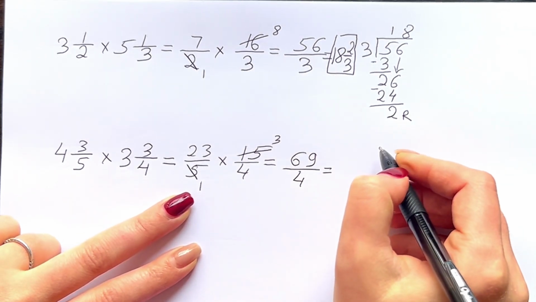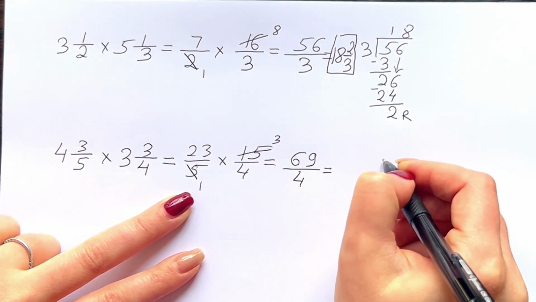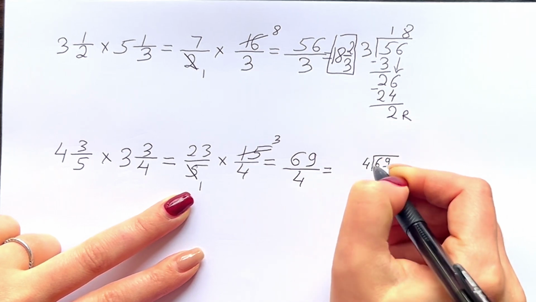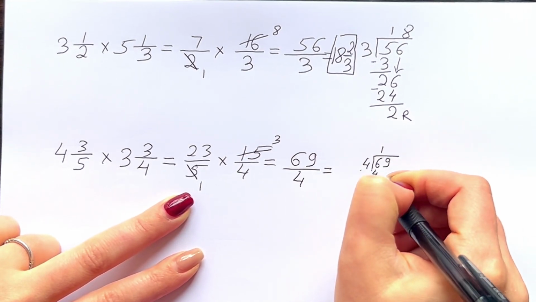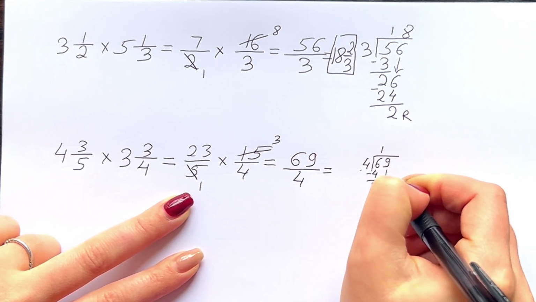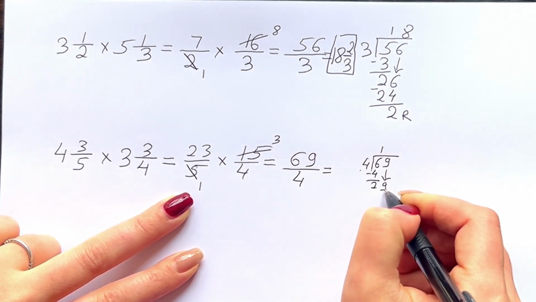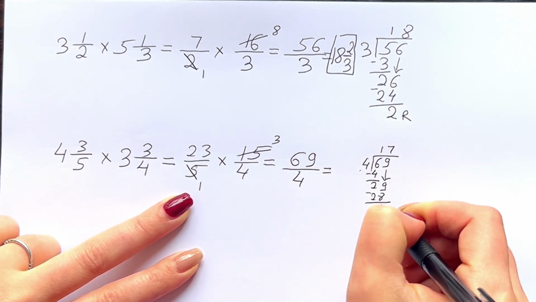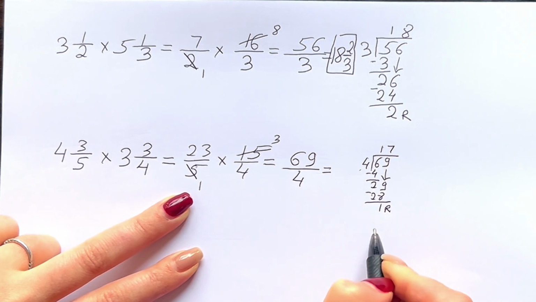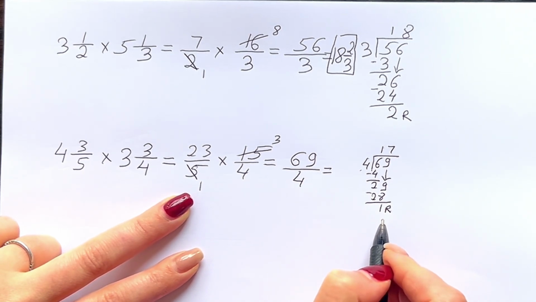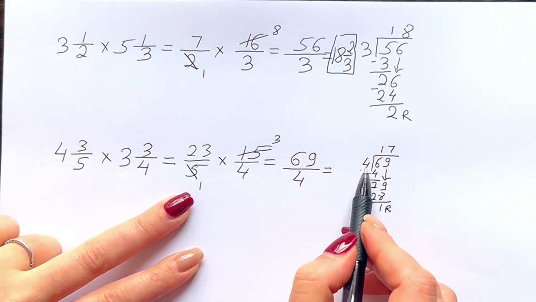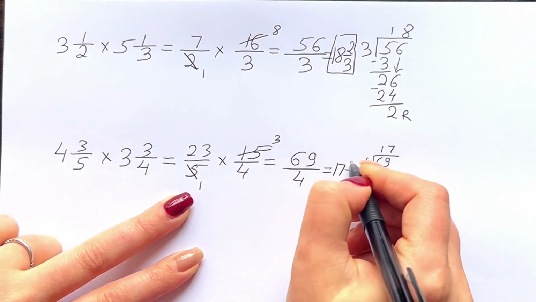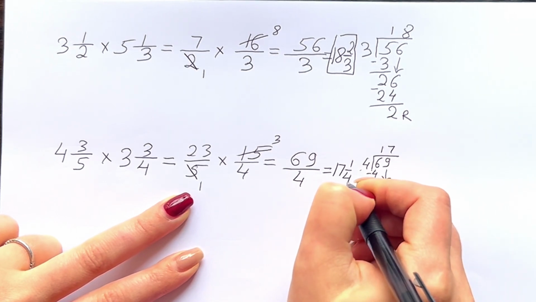I'm again going to make it a mixed number. 69 divided by 4. 4 goes into 6 1 time. 4 goes into 29 7 times. And the remainder is 1. If you don't remember how to do long division, go ahead and check my previous videos. 4 goes into 69 17 times. So 17 and 1 over 4.